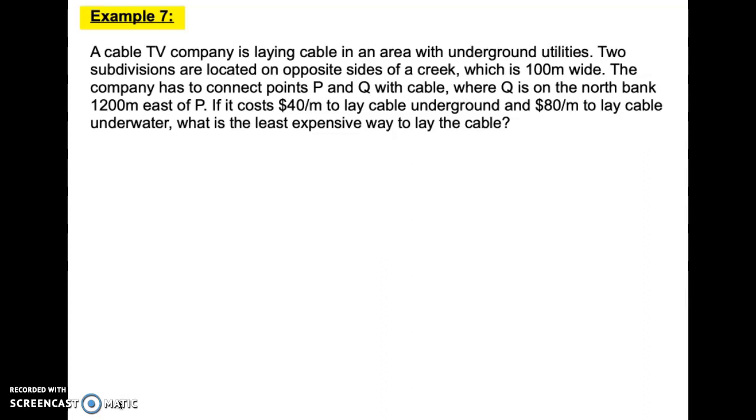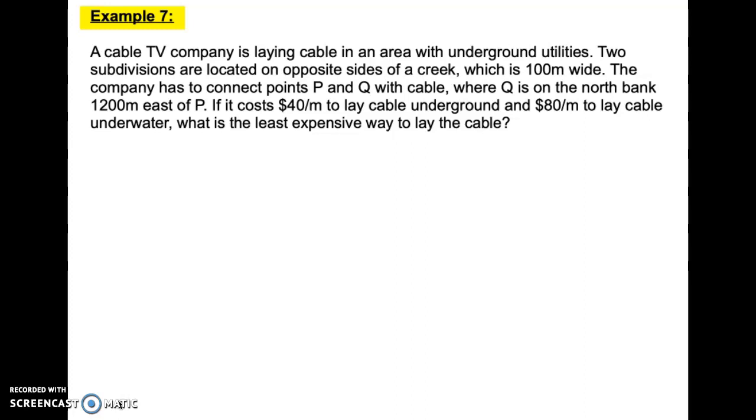Example 7. A cable TV company is laying cable in an area with underground utilities. Two subdivisions are located on opposite sides of a creek, which is 100 meters wide. The company has to connect points P and Q with the cable, where Q is on the north bank, 1,200 meters east of P. If it costs $40 per meter to lay the cable underground and $80 per meter to lay the cable underwater, what is the least expensive way to lay the cable?